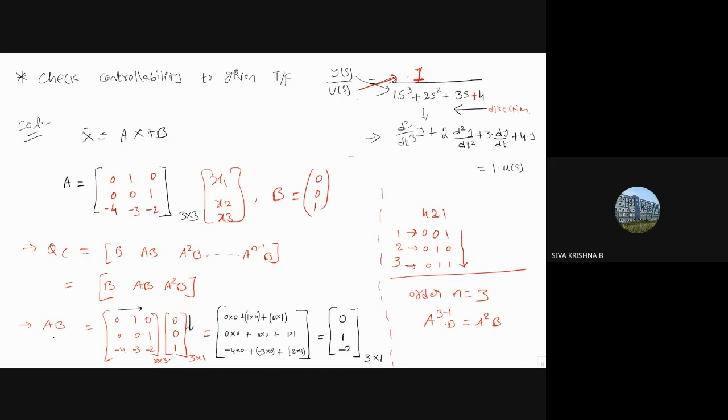So this is AB. Now another thing you have to find is A square into B. So how to find this A square into B? Can anyone tell? A square into B now.